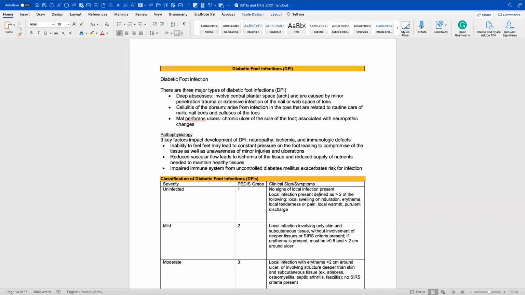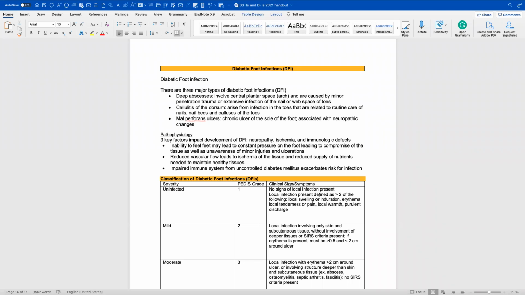And then you can have the mal perforans ulcers, I always mess that word up, or chronic ulcers of the sole of the foot, associated with the neuropathic changes, because we know that diabetes can look like a decline in blood flow, and that decline in blood flow can cause the formation of ulcers, or potentially individuals can step on things because they do have the neuropathy. They can't feel if they step on something or have some type of injury there.